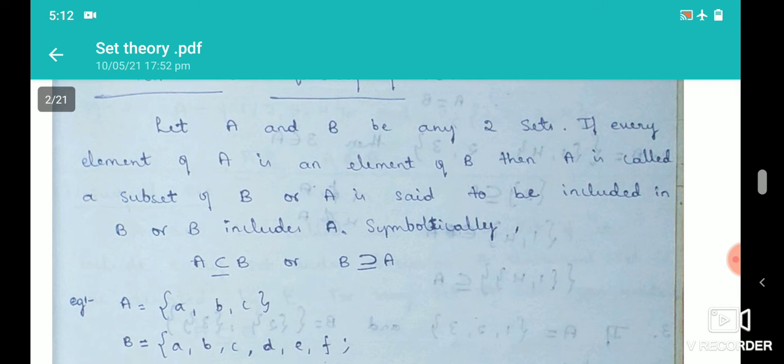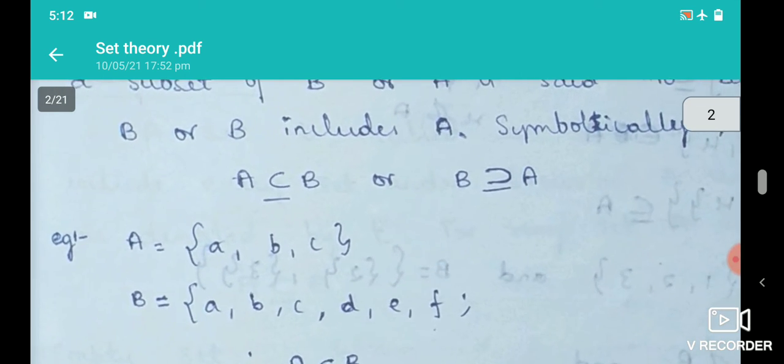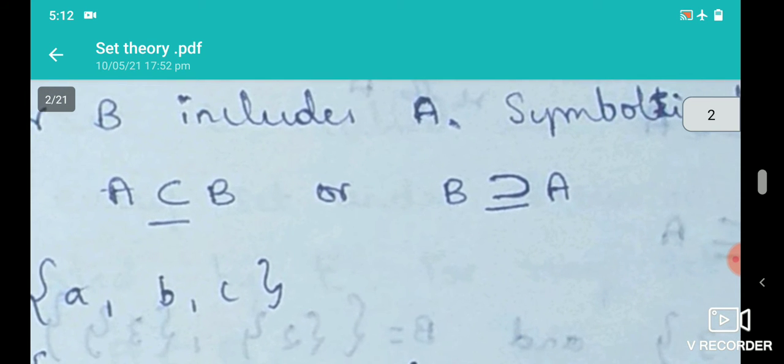Or B includes A, these are the different wordings. Okay, that can be written symbolically like this: A subset of B, or B includes A. Okay, this is the way of representing A subset of B, because all the elements of A are in B.